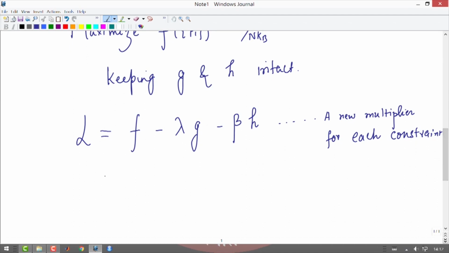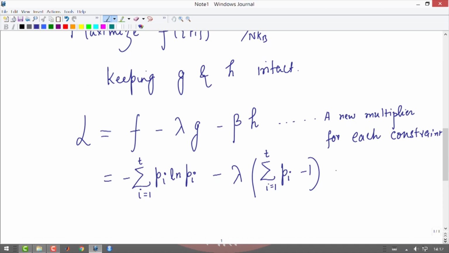Okay. So, let us put in the values of our functions. So, f, as we know, is nothing but minus summation over all i's going from 1 to t of p_i ln p_i, okay, minus lambda times g, which is nothing but summation over all p_i's minus 1, which is the conservation of norm, and the second Lagrange multiplier multiplied by the fixed value of the expectation of the outcomes. So, that is nothing but summation i from 1 to t of epsilon_i, the outcome of each face, times the probability of each face, minus the average value itself. Okay.